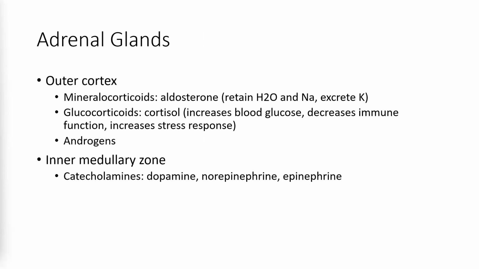The last one we're going to talk about is the adrenal glands. So the adrenal glands, there are a couple different parts, right? There's the outer cortex of the adrenal glands, which sit right above the kidneys. It makes the mineralocorticoids such as aldosterone, which retains water and sodium and excretes potassium. And also makes glucocorticoids, such as cortisol, which increases blood glucose, decreases the immune function, and increases stress response. And it also produces androgens.